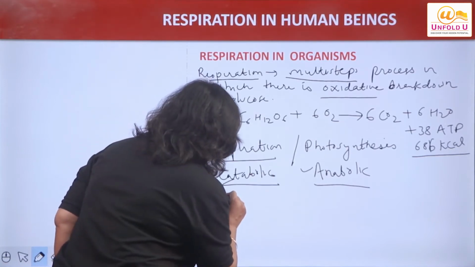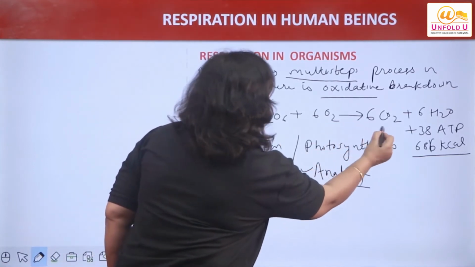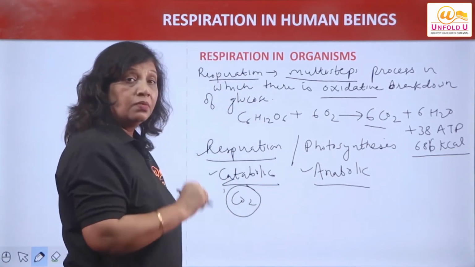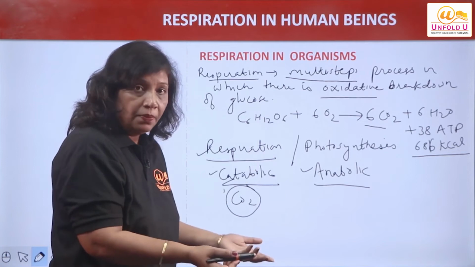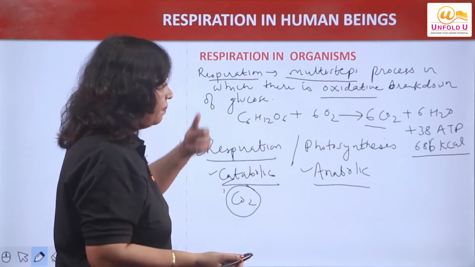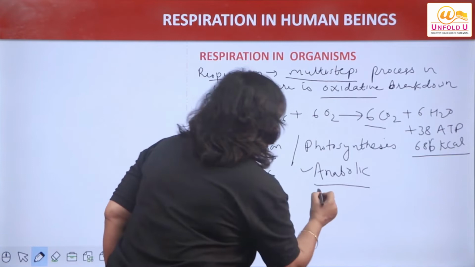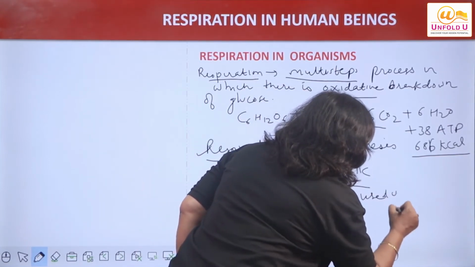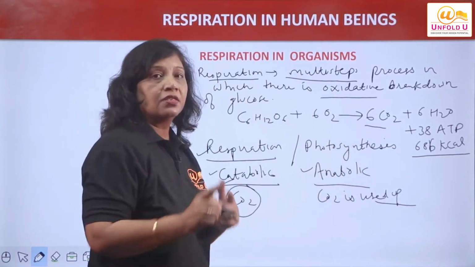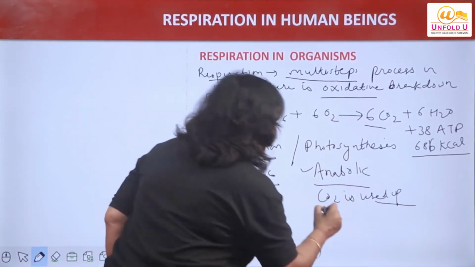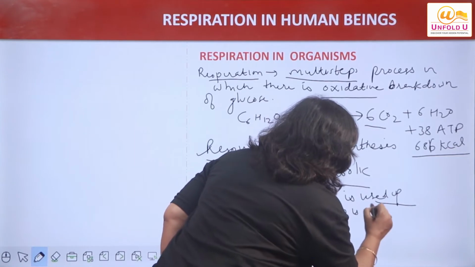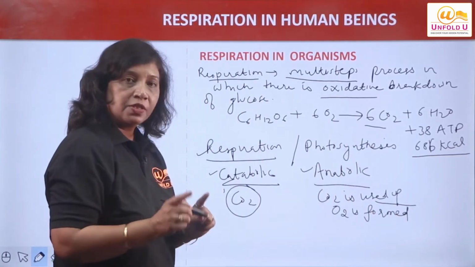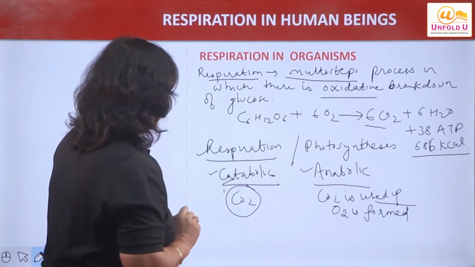During respiration, what is being formed? As you can see, carbon dioxide is liberated as a product. But in photosynthesis, this carbon dioxide is used up for the synthesis of glucose. So, what is liberated here? Oxygen is formed. I hope the differences are clear between respiration and photosynthesis, right?